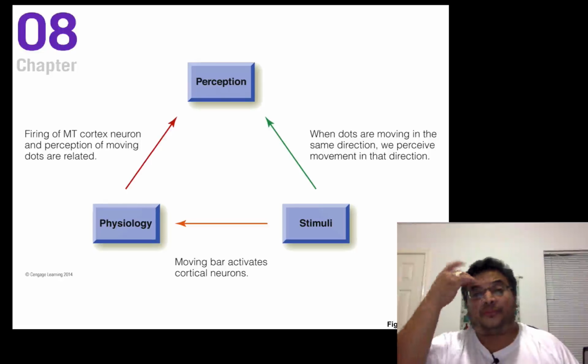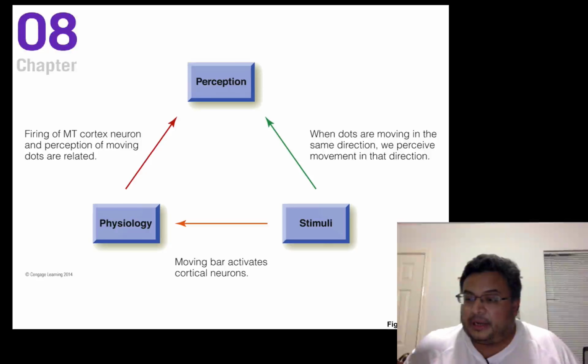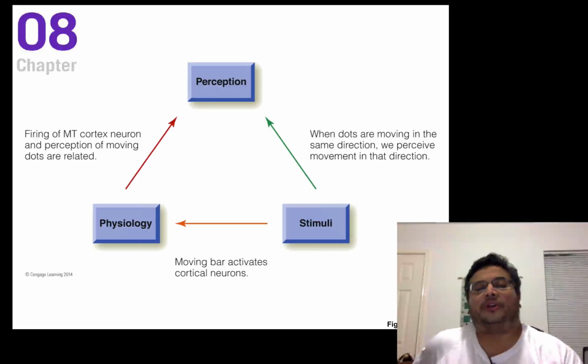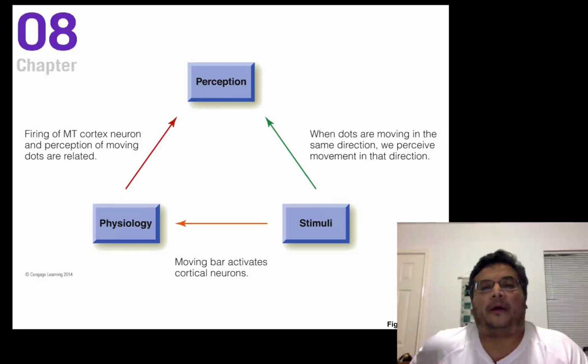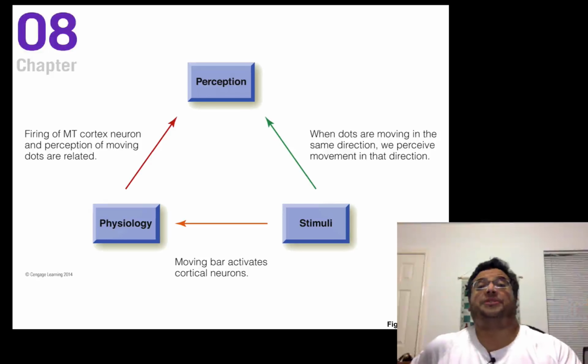So we have this very interesting relationship here. The perceptual cycle. Now, we talked about this in Chapter 1. You have this relationship between stimuli, which is what we're perceiving in the environment, and in this particular coherence experiment, when the dots are moving in the same direction, we perceive movement in that direction. So the stimuli lead to a particular perception.